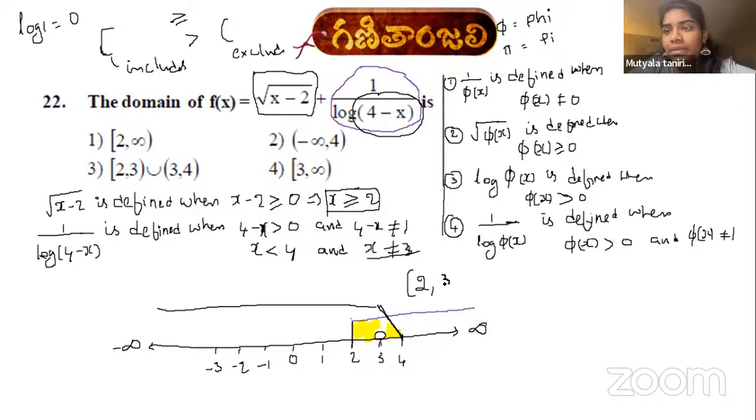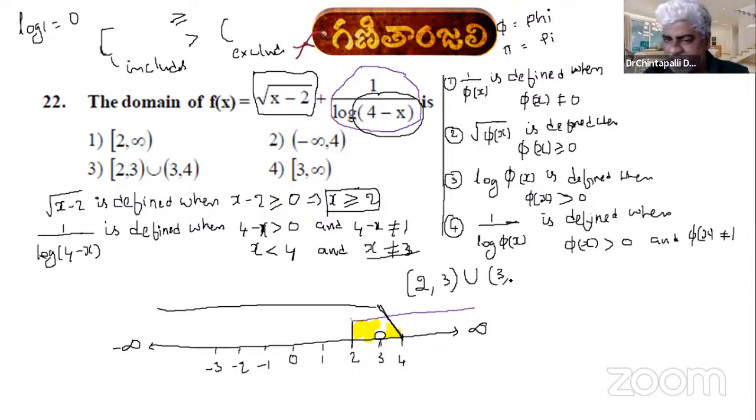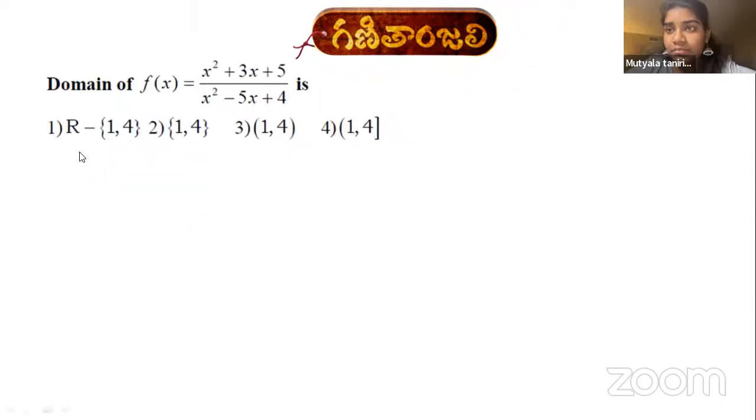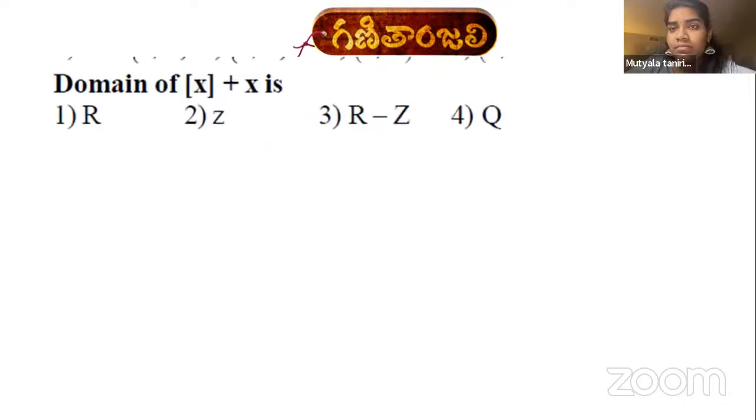So comma and open bracket. Closed 2, open 3, union, closed, open 3. Here also 3 is excluded. Next, 4 is also open. Which option? Option 3. Very good. This is the in-depth explanation for a domain. Okay, next.